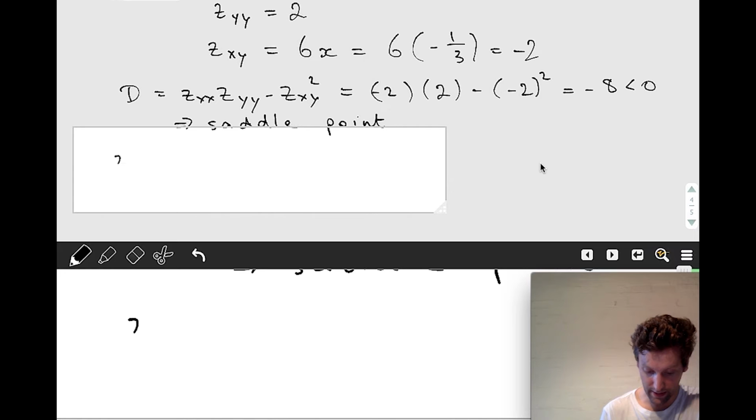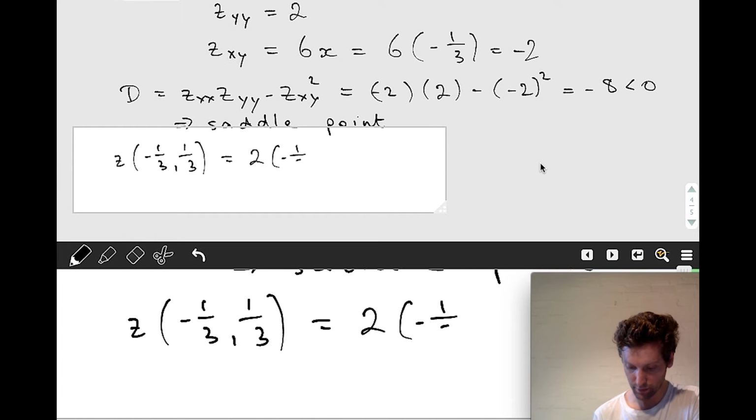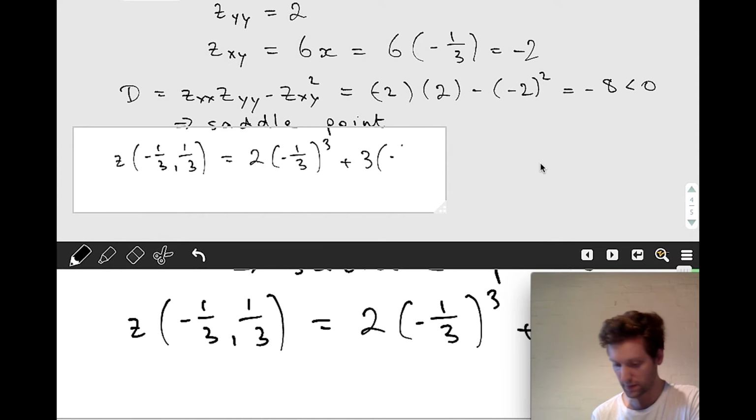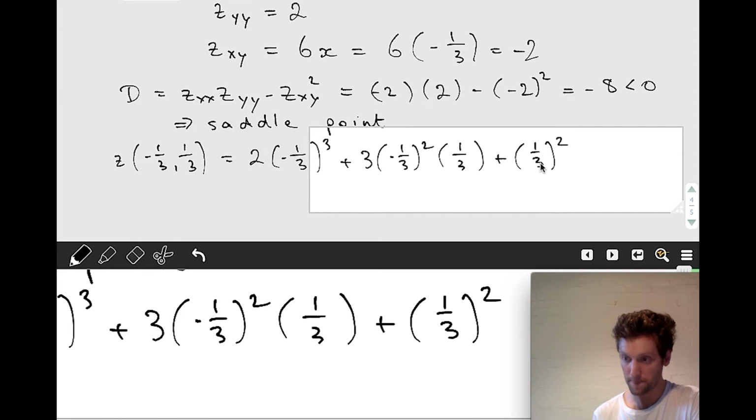Last step is to calculate what z is at this point, so minus a third. So that's equal to 2 times minus a third cubed plus 3 times minus a third squared times a third plus 1/3 squared minus 1/3.